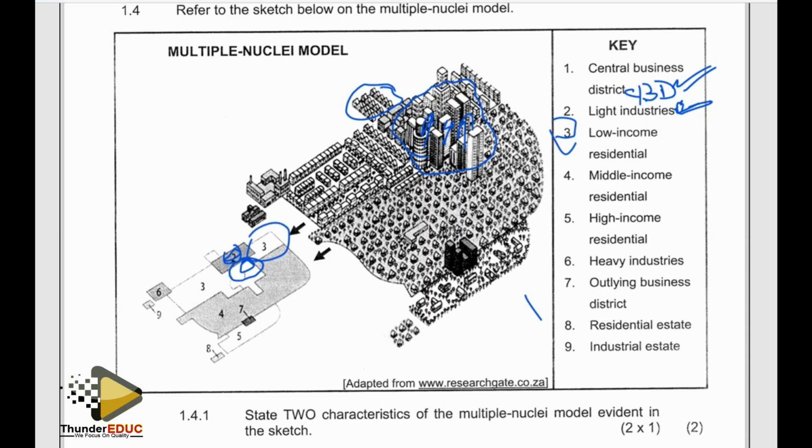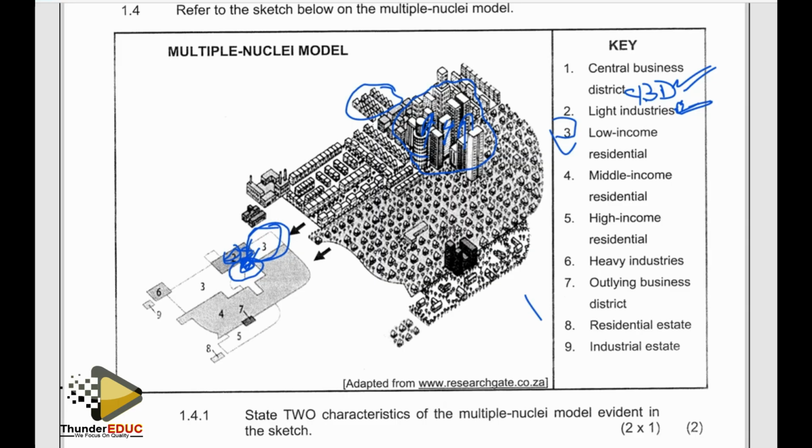Low income, we also tend to find that is closer to the light industries and also closer to the CBD. For the reasons that these people are low income, they tend to locate close to their workplaces, because many of them will be working in the light industries and some in the CBD. That is why this zone was created in this particular space, for ease of access to the places of work, either in the light industrial side or in the CBD.